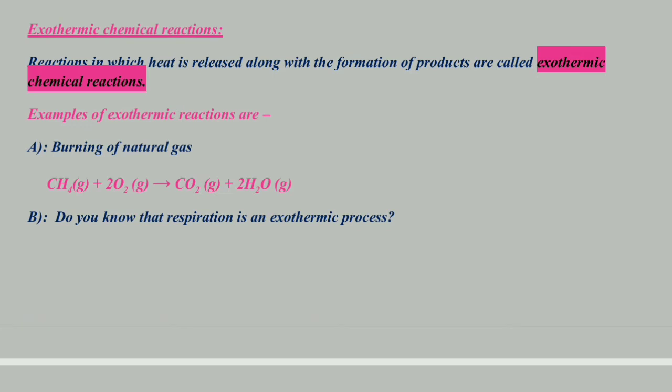For example, burning of natural gases. Here we can see the equation CH4 plus 2O2 makes CO2 plus 2H2O, in which CH4 is methane gas, which reacts with oxygen gas and produces CO2 plus H2O. It means both the gases reacted and make carbon dioxide gas as well as water.